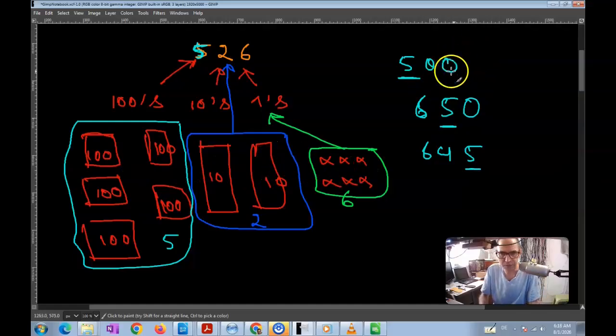And of course, when you write a 0 at any place value, that means there are 0 of those. For example, this 0 over here means there are 0 ones in this number. There are 2 tens in this number and 5 hundreds in this number.